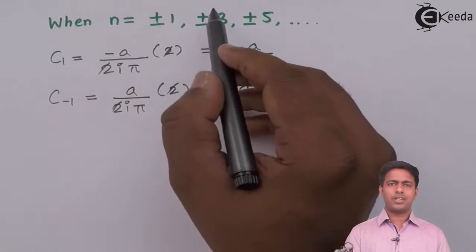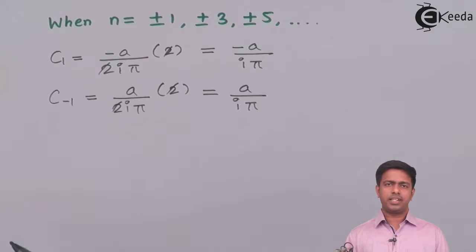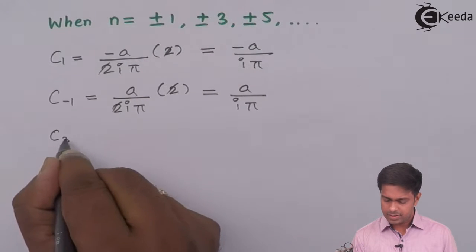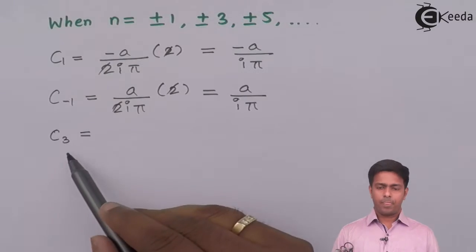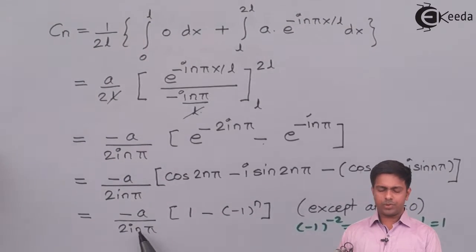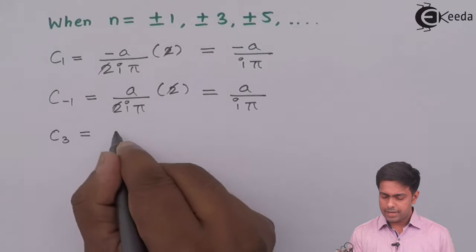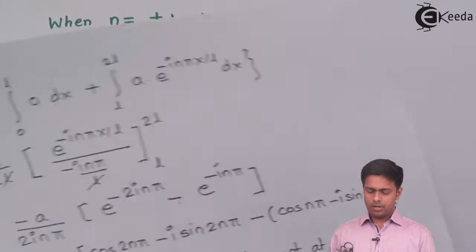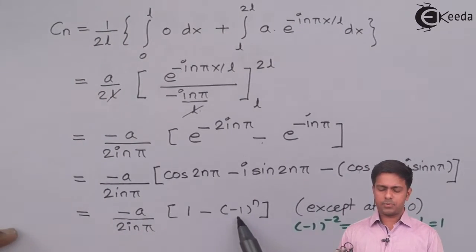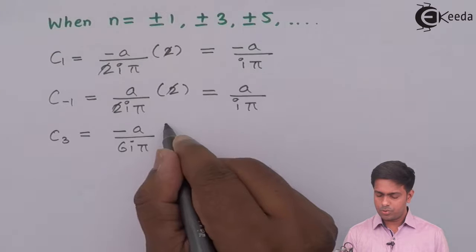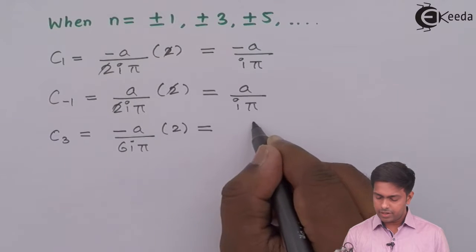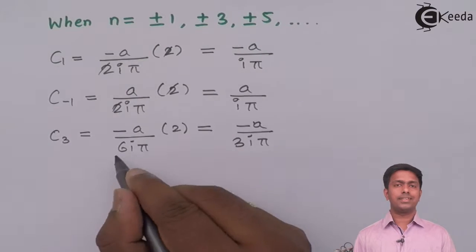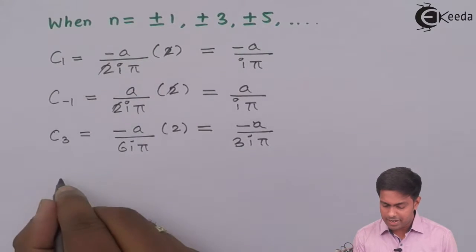Now let's find it out for C3, and let's assume what could be C of minus 3 and the further values. So C3 is equal to, so n is 3 now, so this will become 3 twos are 6, so minus a upon 6i pi. Here minus 1 cubed is minus 1, minus minus is plus, so here again I'll get 2, so that answer is negative a upon 3i pi, by cancelling 2 and this 6. Next let's find out C of minus 3.